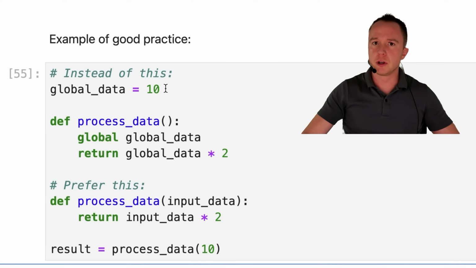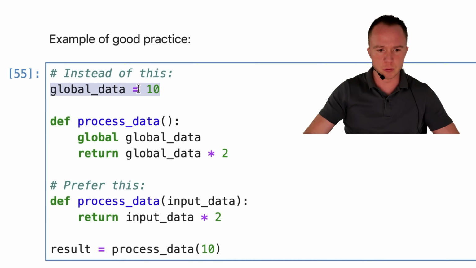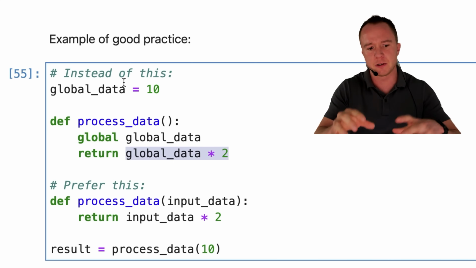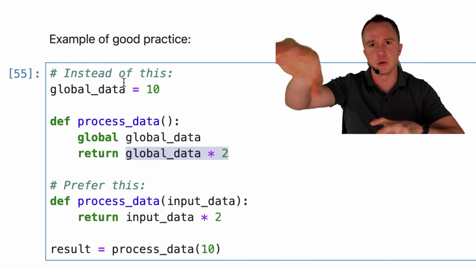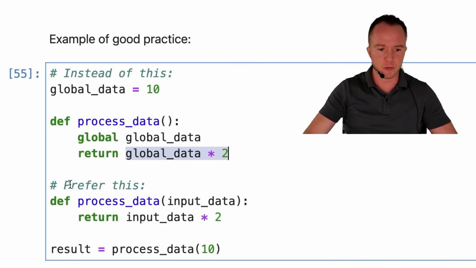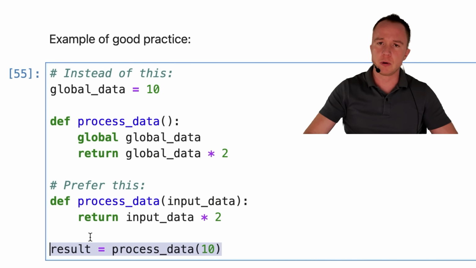An example of only using local variables inside of a function is this here. So instead of doing this, global data equals 10, then you say process data without input arguments, access global data, then you return global data times 2. Then you have something called side effects, so inside of the function, some global state is being modified. Instead, prefer to do this. You process your data, you have some input data, and then you return the input data times 2. This makes it more readable, side effect free, and also easier to debug.